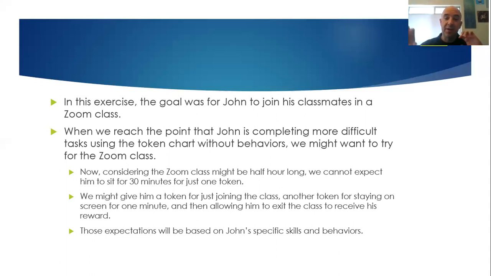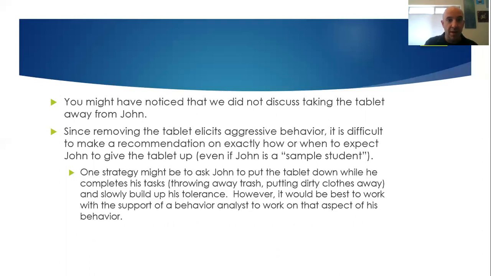The fourth variable is the behaviors. If we feel like the tasks are solid, the tokens are good, the rewards are good, but the behaviors are still there, we've got to make sure that we're not bringing those behaviors back in to be a problem. We have to keep that in balance. One thing I want to mention about the behaviors is, you might have noticed that we did not discuss taking the tablet away from John, because we know that removing that tablet will most likely elicit aggressive behaviors. It's difficult to make a recommendation.